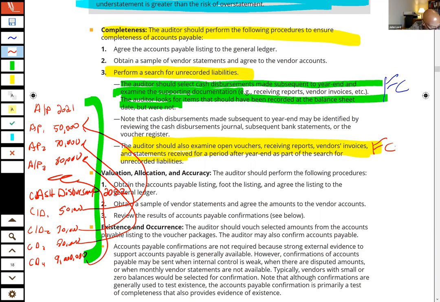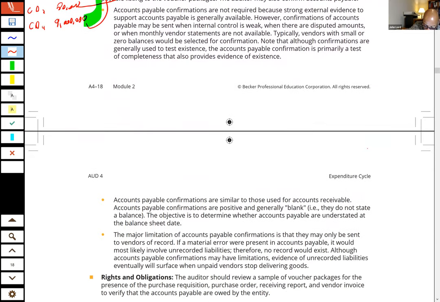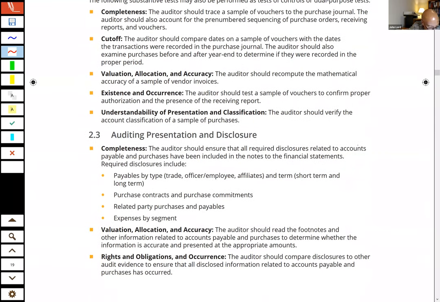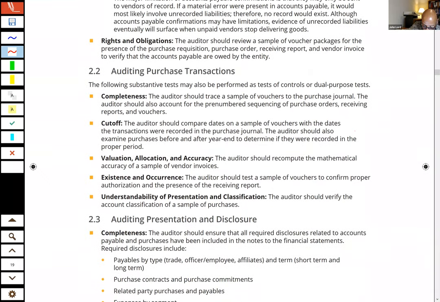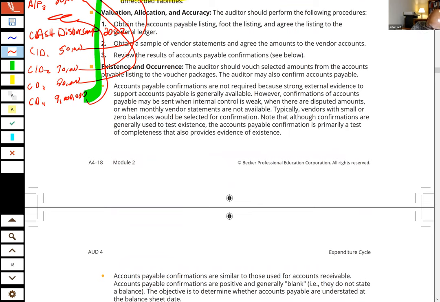Okay, good. Come over and let's take a look at the existence assertion. Okay, and this gets annoying. I'm getting annoyed a lot tonight, it turns out, but let's take a look at what they say about the existence assertion right here. They say that the accounts payable confirmation is not required because external evidence exists to support the payable. However, confirmation of accounts payable may be sent when internal control is weak, when there are disputed amounts, or when monthly statements are not available.